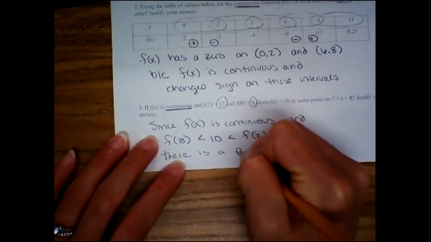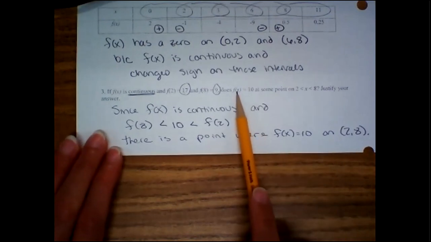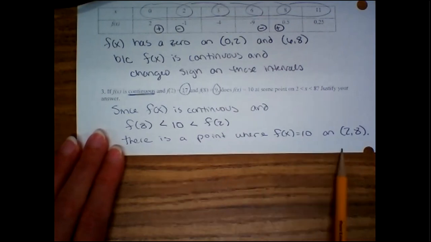So since the function's continuous and 10 is in between them, there is a point where f of x equals 10 on that interval 2 to 8. And if writing that part is a struggle for you, you're pretty much rewriting the question. Here, watch me point to this. Do you see this? Like, does f of x equal 10 at some point on 2 to 8? I pretty much just recopied that.